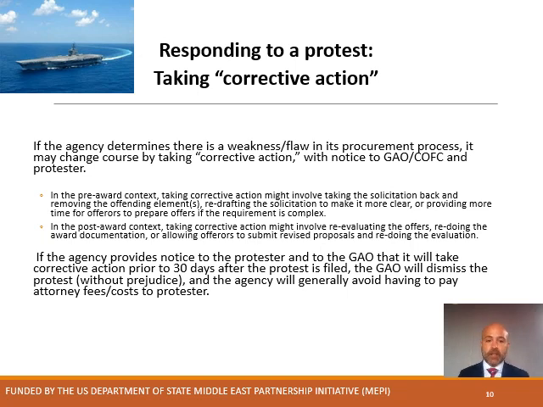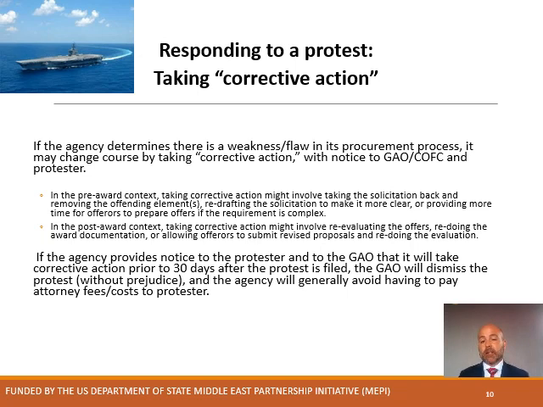In the post-award context, same thing. The agency can take corrective action if it discovers that there may be some vulnerability based on the arguments set forth in the protest. The corrective action might involve reevaluating the offerors, redoing the award documentation to make it more clear, to make it more specific, to make its rationale more understandable, or it may permit offerors to submit revised proposals and redo the entire evaluation.